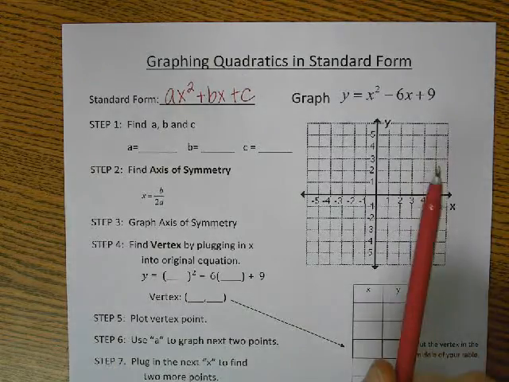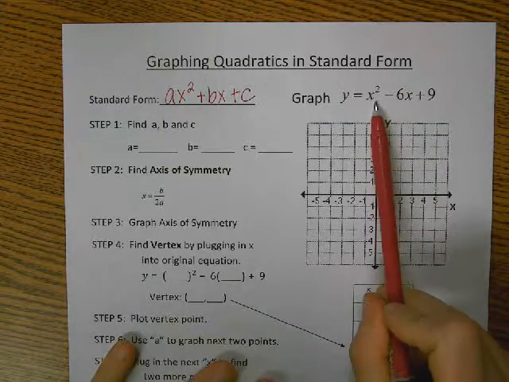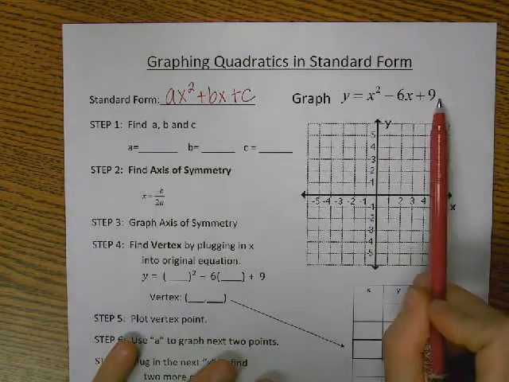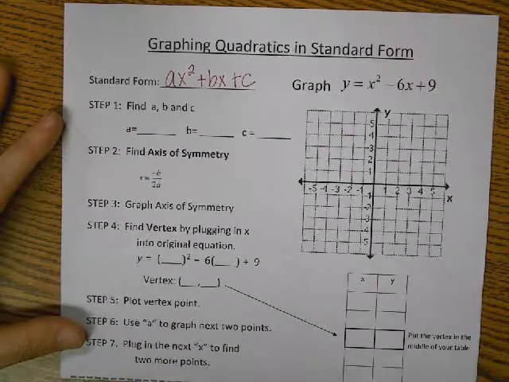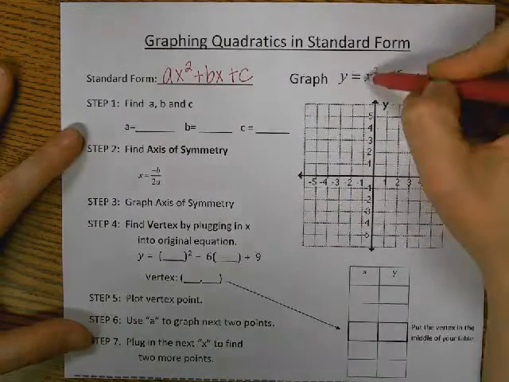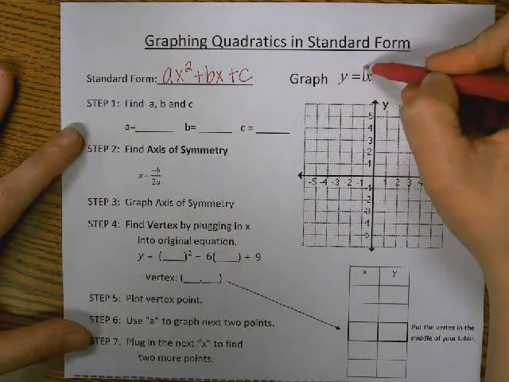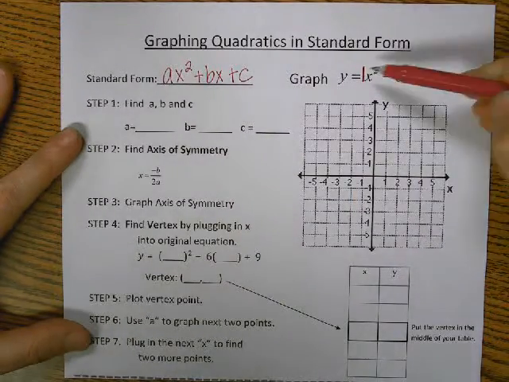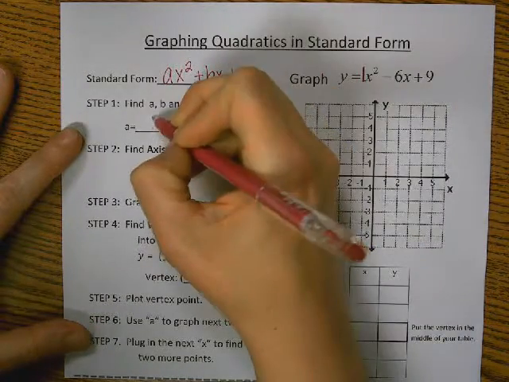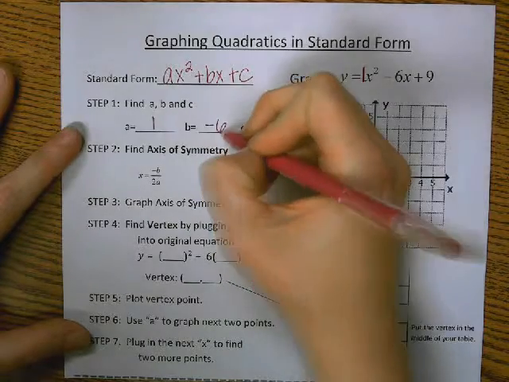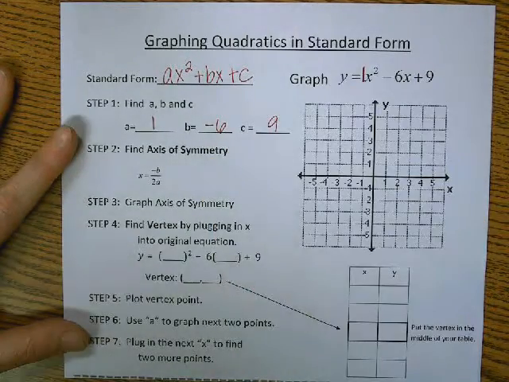Okay, so for the sake of these notes, we're going to graph x squared minus 6x plus 9. So the very first thing we need to do is find a, b, and c. On this equation, remember there is a 1 hiding right before x squared. So a is 1, b is negative 6, and c is 9. So 1, negative 6, and 9.